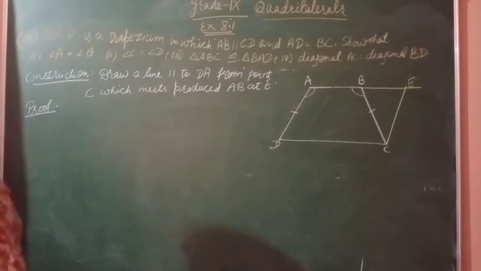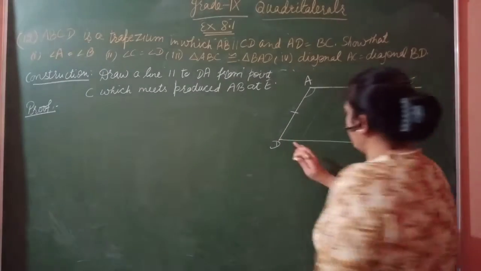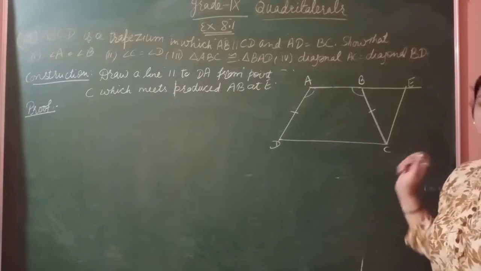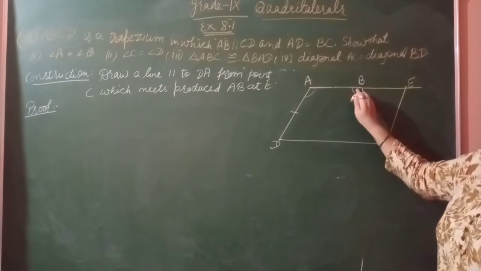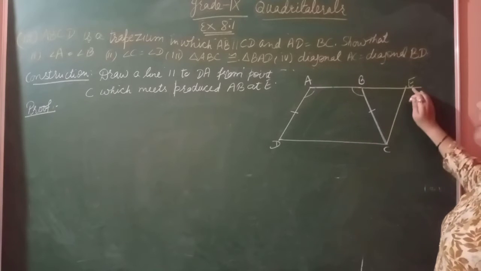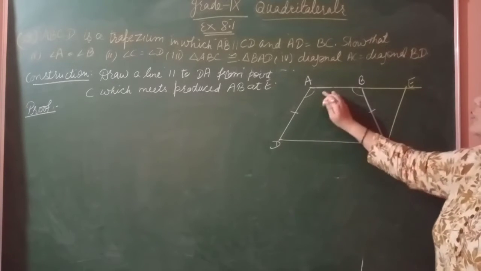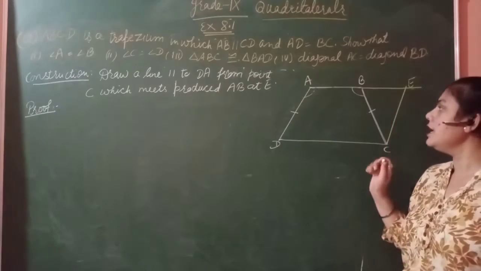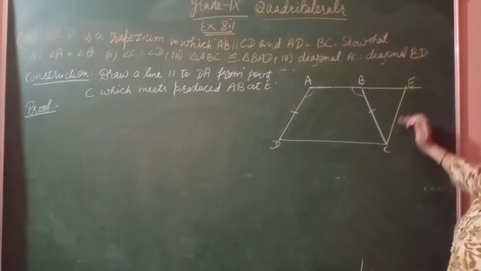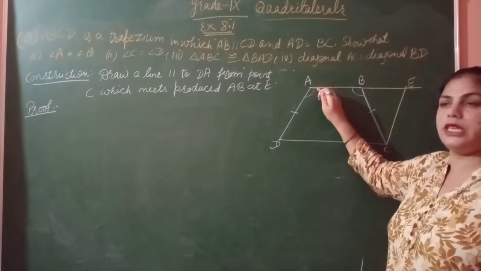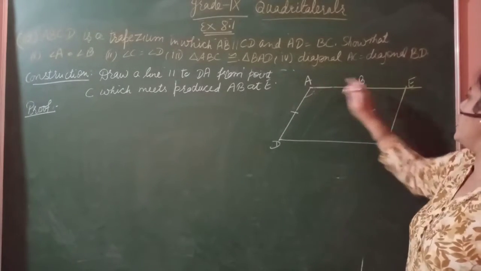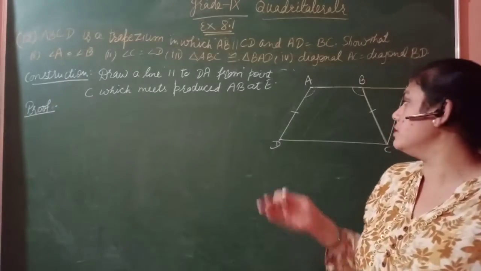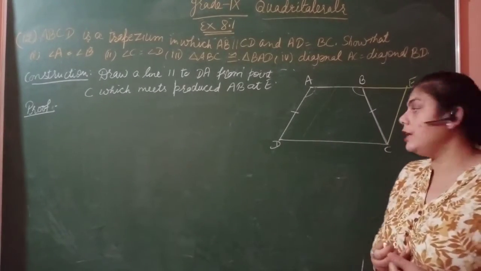Now this is the proof for the first part. Now in AECD, AB is already parallel to DC, so AB produced to E, so AE is also parallel to DC, and we draw another construction CE parallel to DA. Clear? So in AECD, two opposite pairs of sides are parallel, so that means this becomes a parallelogram.